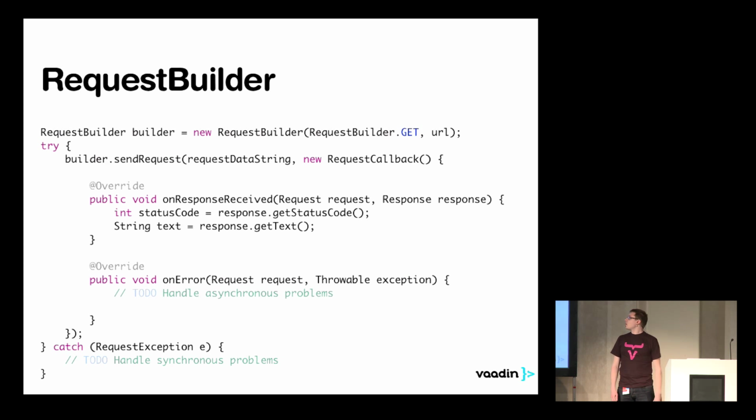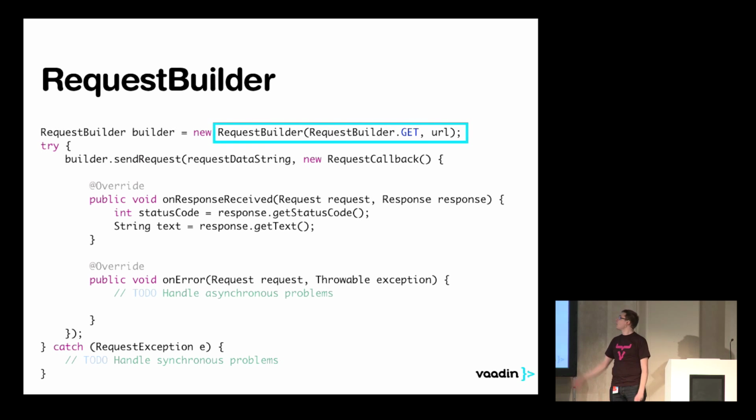But yeah, HTTP requests. So this is sample code of what it would look like if you were to do low-level HTTP request sending in GWT. The first thing to observe is that we have to define what kind of HTTP request type we are sending, like GET or POST or whatever. And then you also need to have the URL. You need to know where you should send that message.